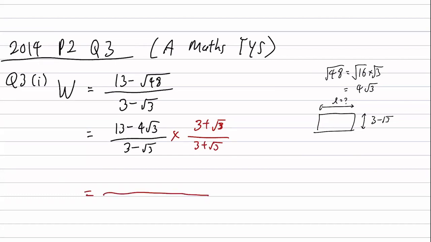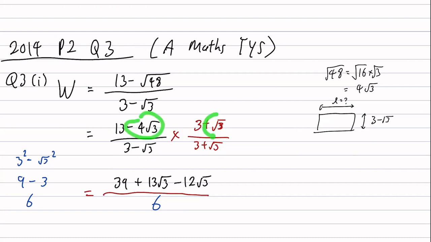So let's continue. A minus b times a plus b is a square minus b square, which is 3 square minus root 3 square. I'll write it at the side. 3 square, root 3 square. So you get 9 minus 3, which is 6. Then multiply out the top: 13 times 3, 39. 13 times root 3, 13 root 3. Negative 4 root 3 times 3, negative 12 root 3.